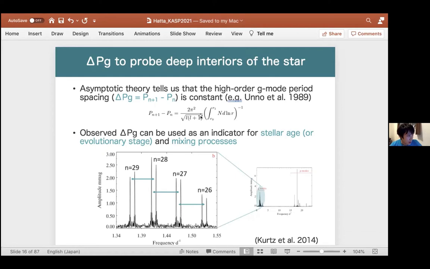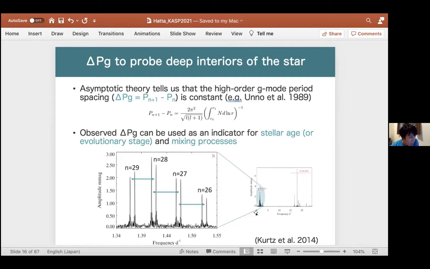Here l is the spherical degree. Actually, ΔPg is inversely proportional to the integral of the Brunt-Väisälä frequency. The important point is that the Brunt-Väisälä frequency varies as the star evolves. So accordingly, the value of ΔPg can also change as the star evolves. That's why observed ΔPg can be used as an indicator for stellar age or sometimes mixing processes.